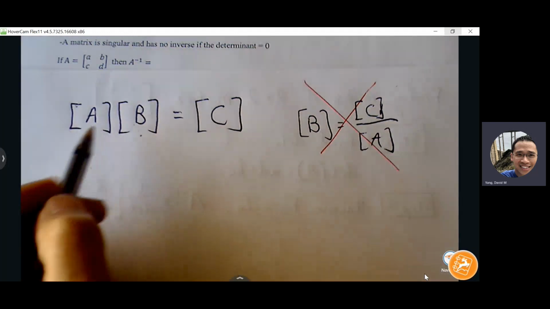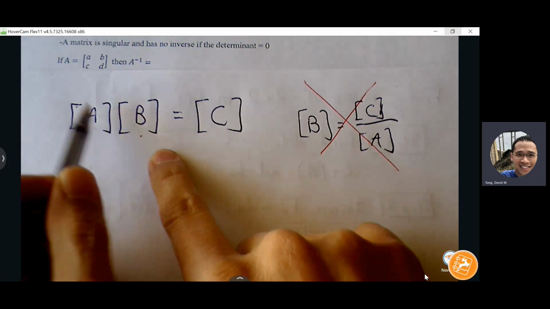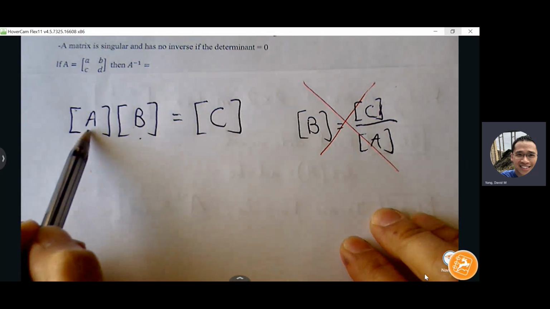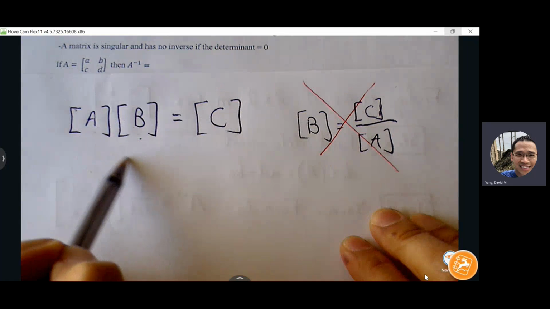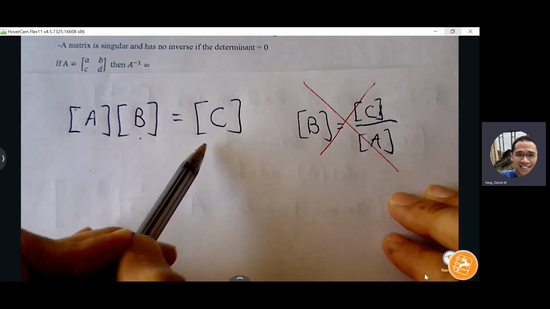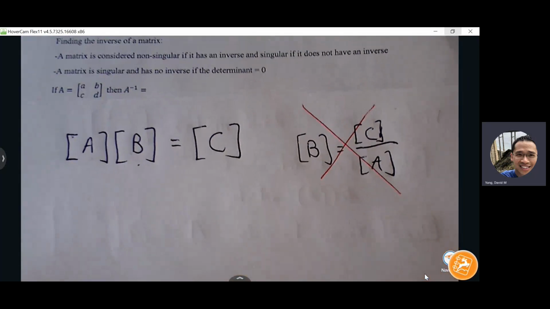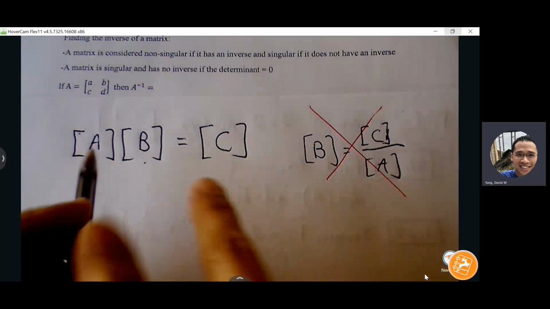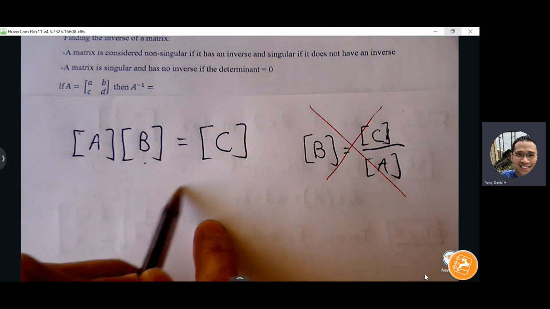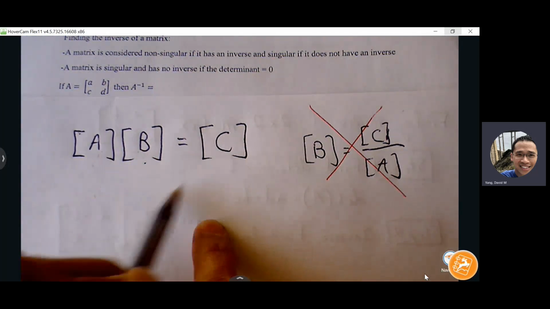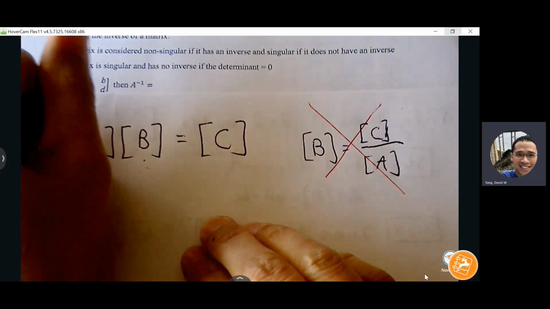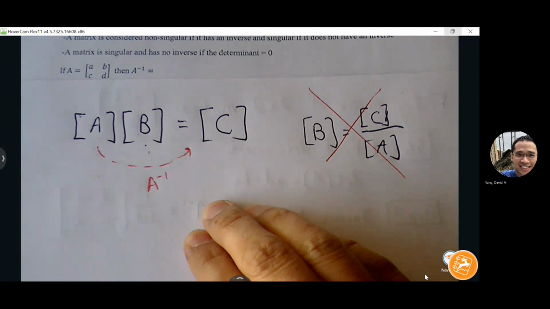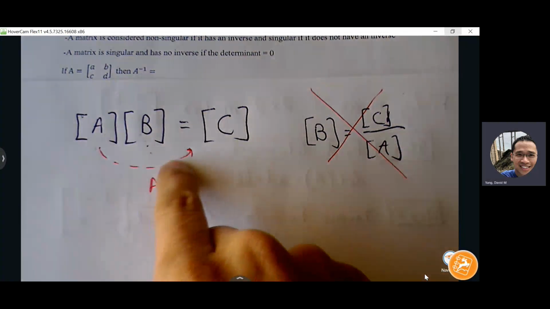So if I want to solve for a certain matrix and get it by itself, let's say I want to solve for matrix B, if I want to move matrix A over, I'm not going to divide. The way that we quote unquote divide by a matrix is we call the inverse. So anytime I want to make a matrix swap places, I'm going to turn it into its inverse. So I'm not going to divide, I'm just going to turn it into its inverse.